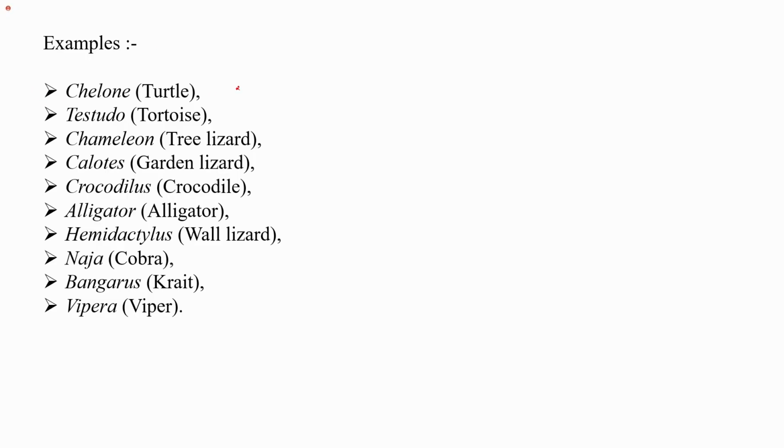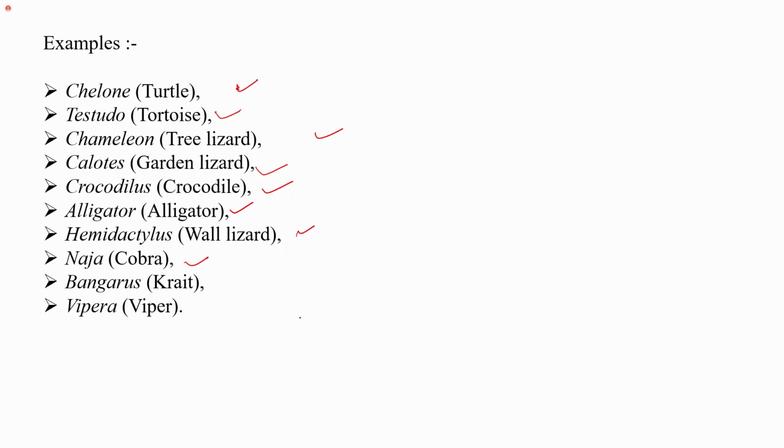So some examples include Chelone, which is the turtle, Testudo, tortoise, Chamaeleon, Calotes, tree lizard, garden lizard, Crocodilus, crocodile, alligator. Hemidactylus is a wall lizard. Naja is cobra. Bungarus is the krait. Vipera is the viper. So these are some of the snakes, and others are lizards, for example, chameleon or the Hemidactylus, which is a wall lizard, etc. So these are some of the examples that are mentioned in the NCERT regarding the class reptiles, right?